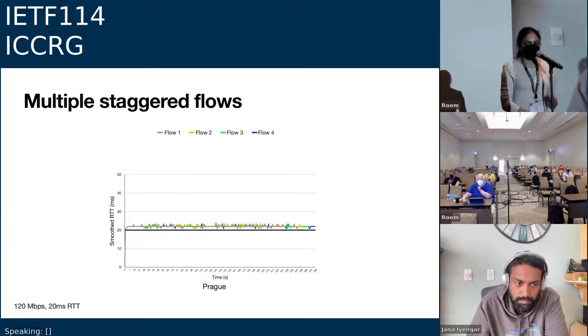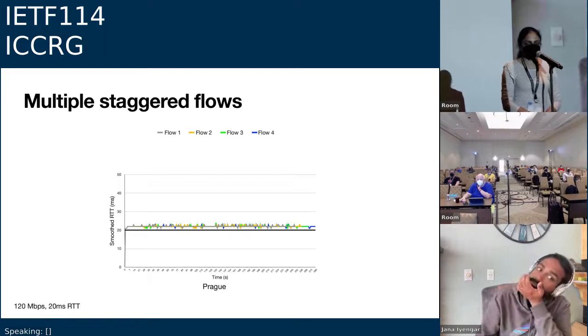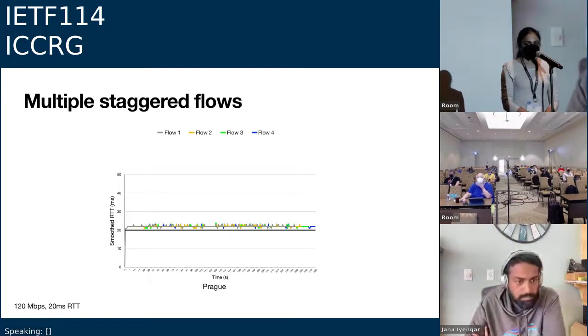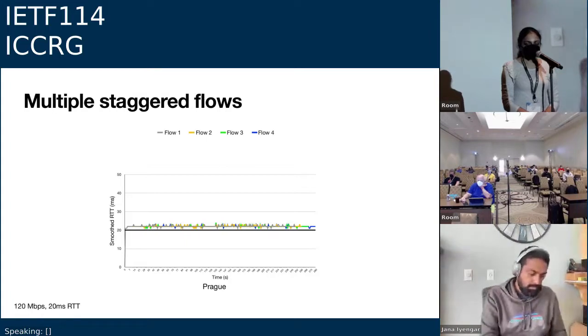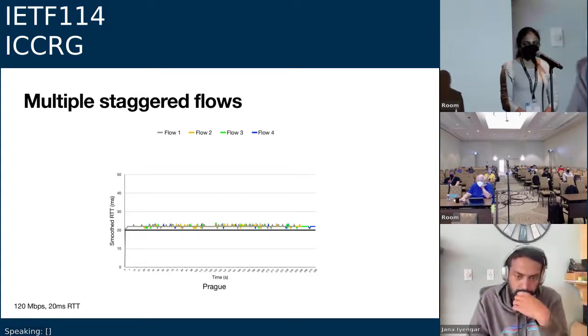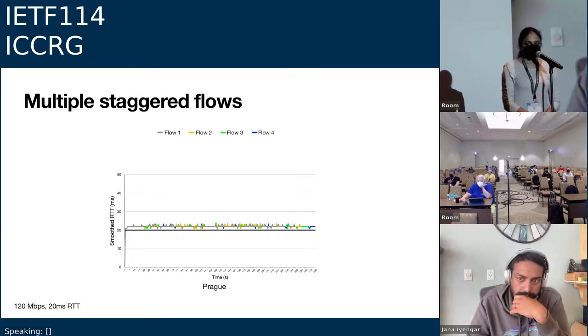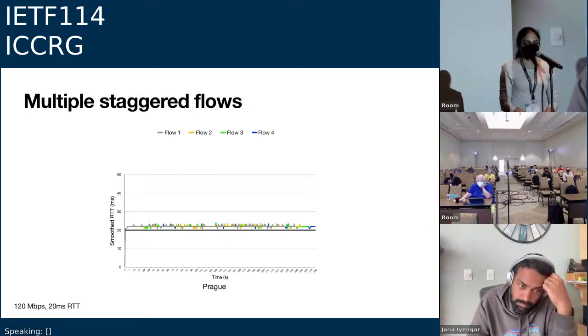This is the corresponding smooth RTT plot for the same test, where you can see all these 4 flows. The measured smooth RTT at the QUIC layer at the end host is staying between 20 and 22, or sometimes 20 and 23. So this is a very good result. We have much less deviation from the base RTT. The base RTT here is 20 milliseconds, as you can see, and the deviation is very little, and it also reduces the jitter. And next slide, please.